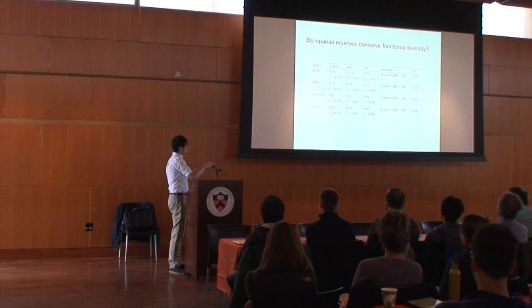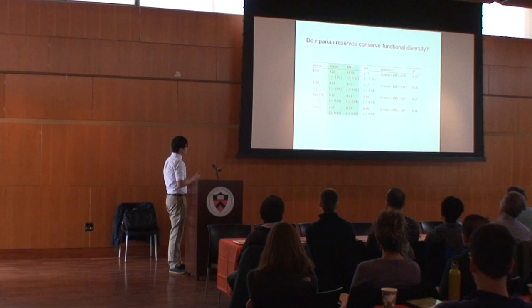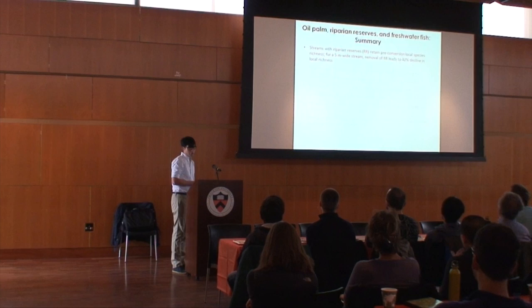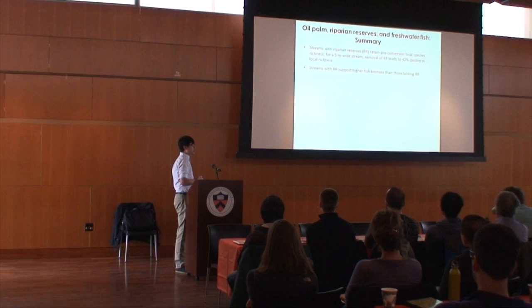So here we see that for continuous forests and riparian reserve sites, the functional diversity scores are always higher than that of oil palm sites. This is confirmed by the inference from the model, and the R-squares are decent. So to summarize, streams with riparian reserves retain pre-conversion local species richness. On average, for a 5-meter wide stream, removal of riparian reserves leads to a decline of 42% in local richness of fish. Streams with riparian reserves support higher fish biomass in addition to higher species richness.